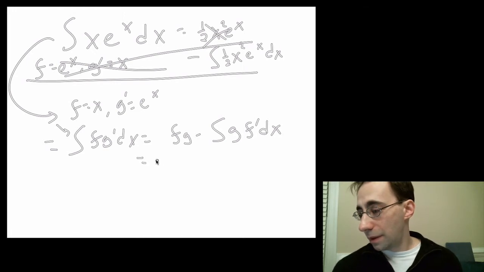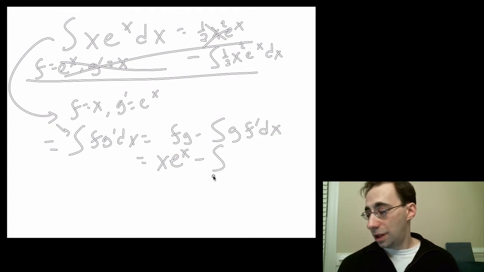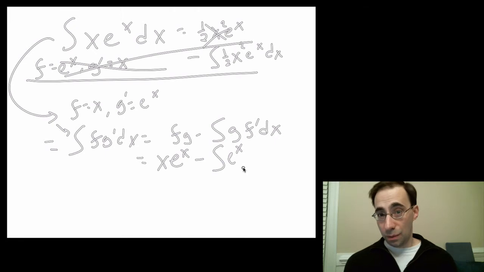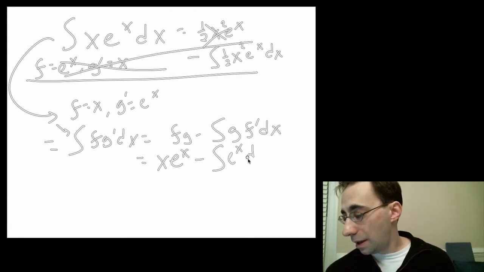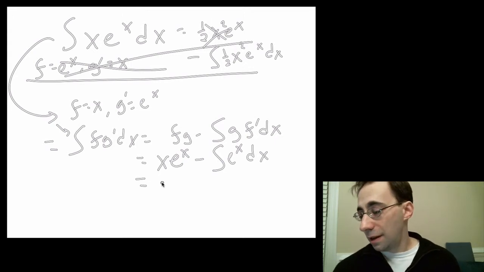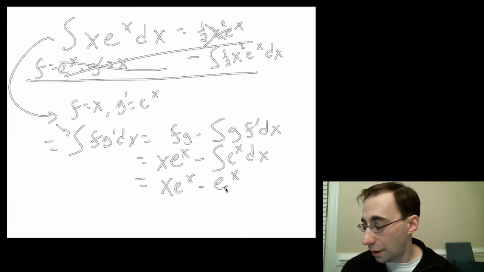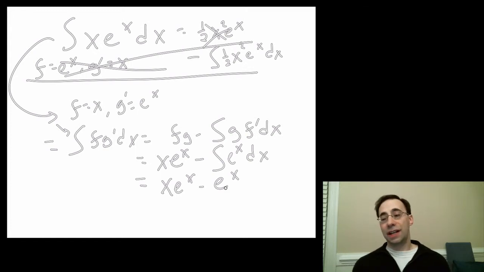So that's going to equal f, which is this. The integral of e to the x is e to the x. Now we're going to subtract. The integral of g is e to the x. F prime is 1, so that goes away, and dx. Now, we can actually integrate the last one, which is just e to the x again. So now we have x e to the x minus e to the x. And there you go. That's the integral of x e to the x.